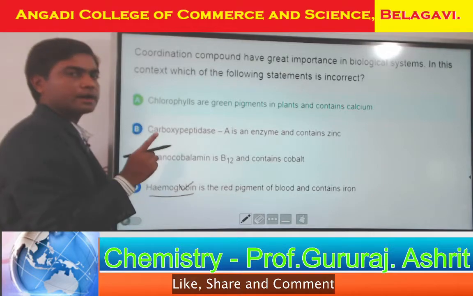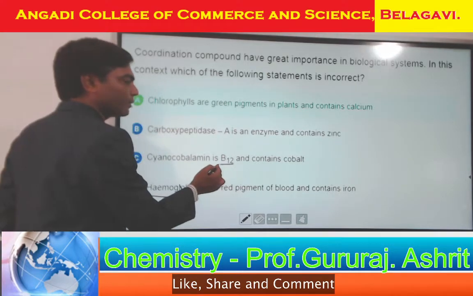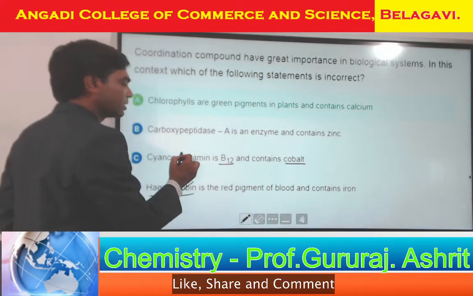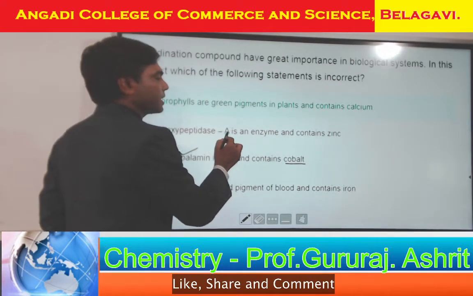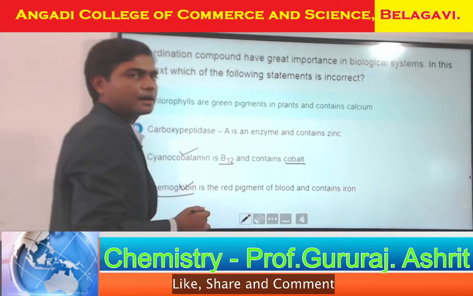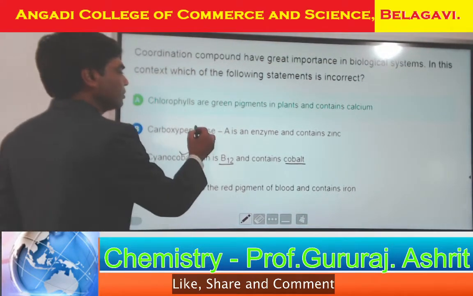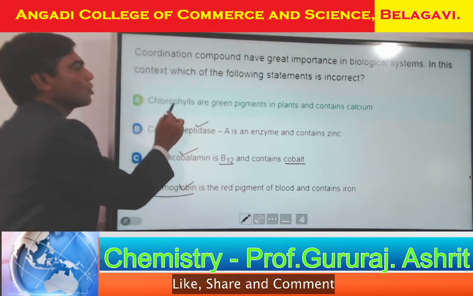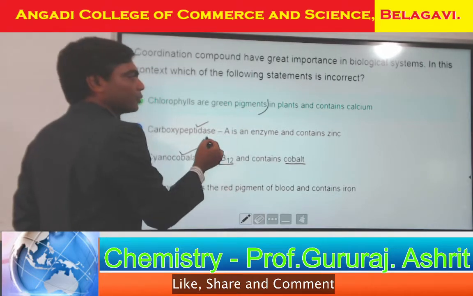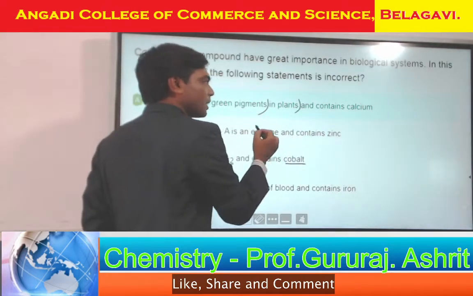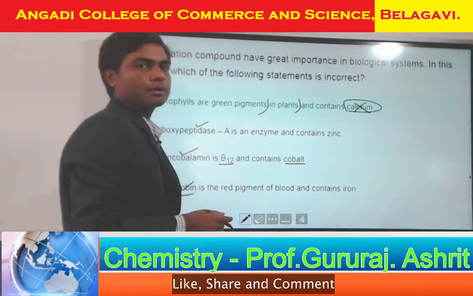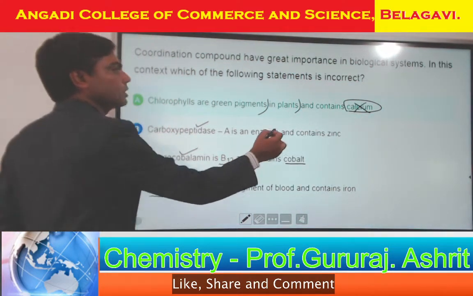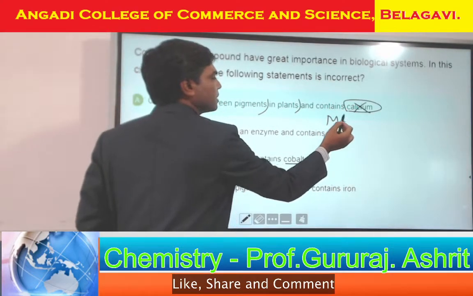Cyanocobalamin, which is called vitamin B12, is a complex and contains cobalt. This statement is also correct. Carboxypeptidase A is an enzyme and contains zinc. This we also know is a correct option. Chlorophylls are green pigments. Up to plants it is correct, and contains calcium. This is wrong, because chlorophyll contains magnesium ion.